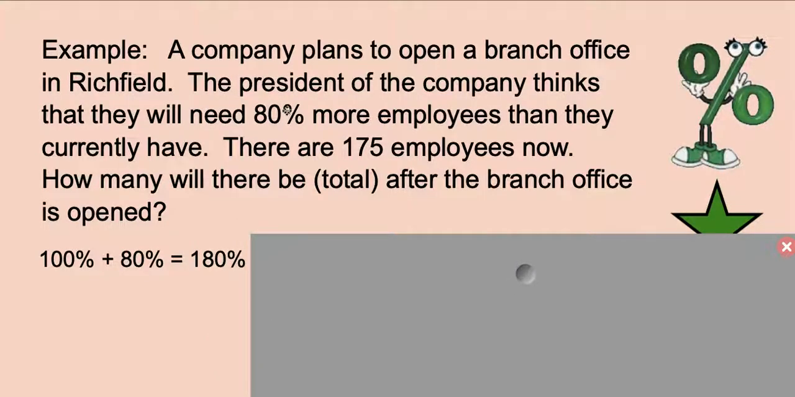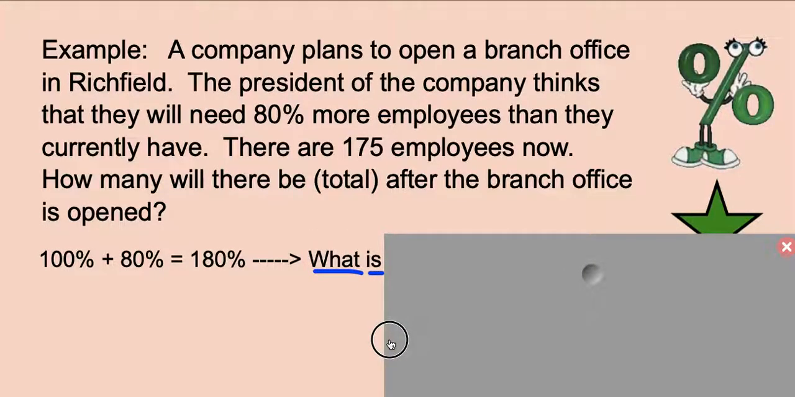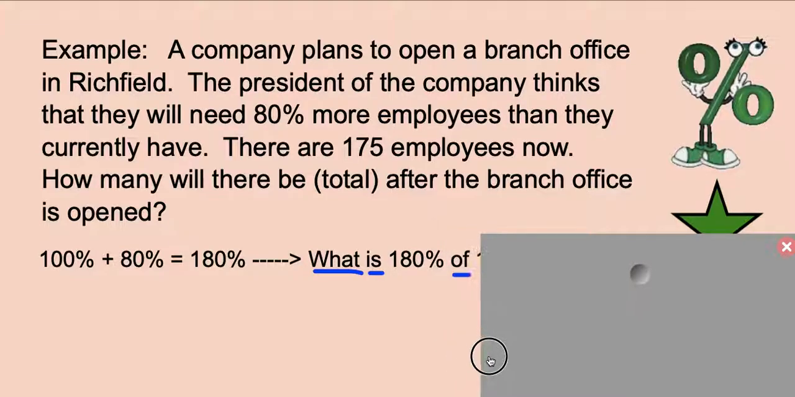So I have 100% of my employees, but they're going to need 80% more. So 100% plus 80% is going to give me 180%. Now, what's my question? I need 180% of something. What do I need 180% of? Well, my original 175 employees. So my question is going to be, what is 180% of 175, of what I have right now?